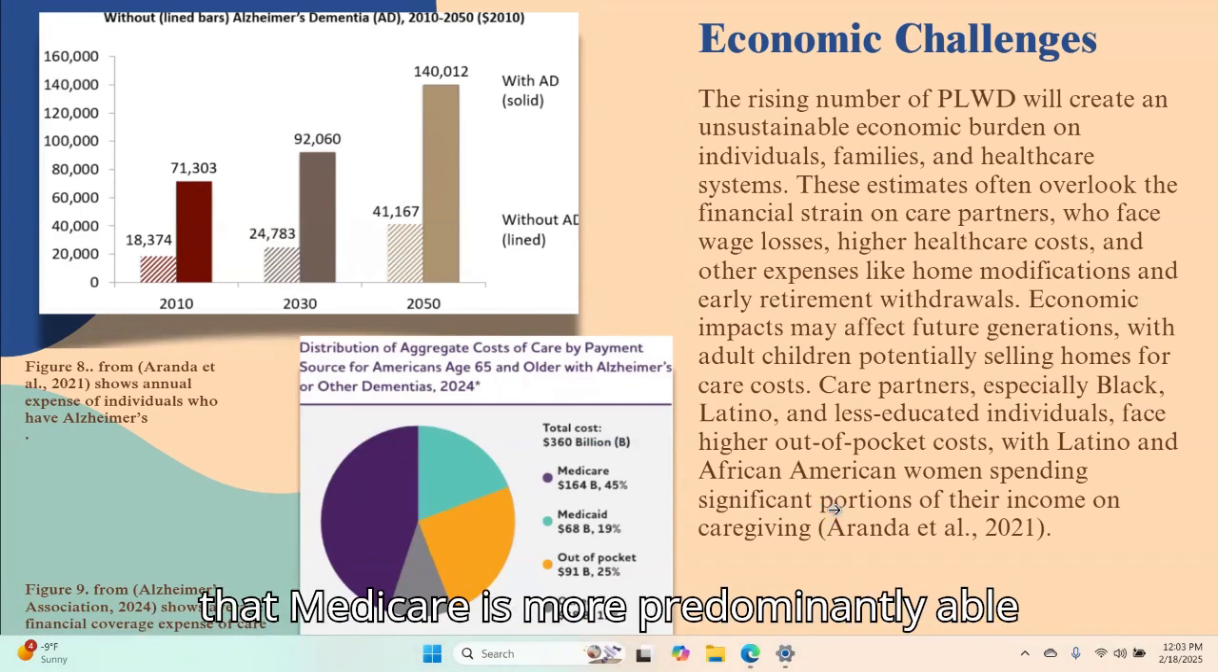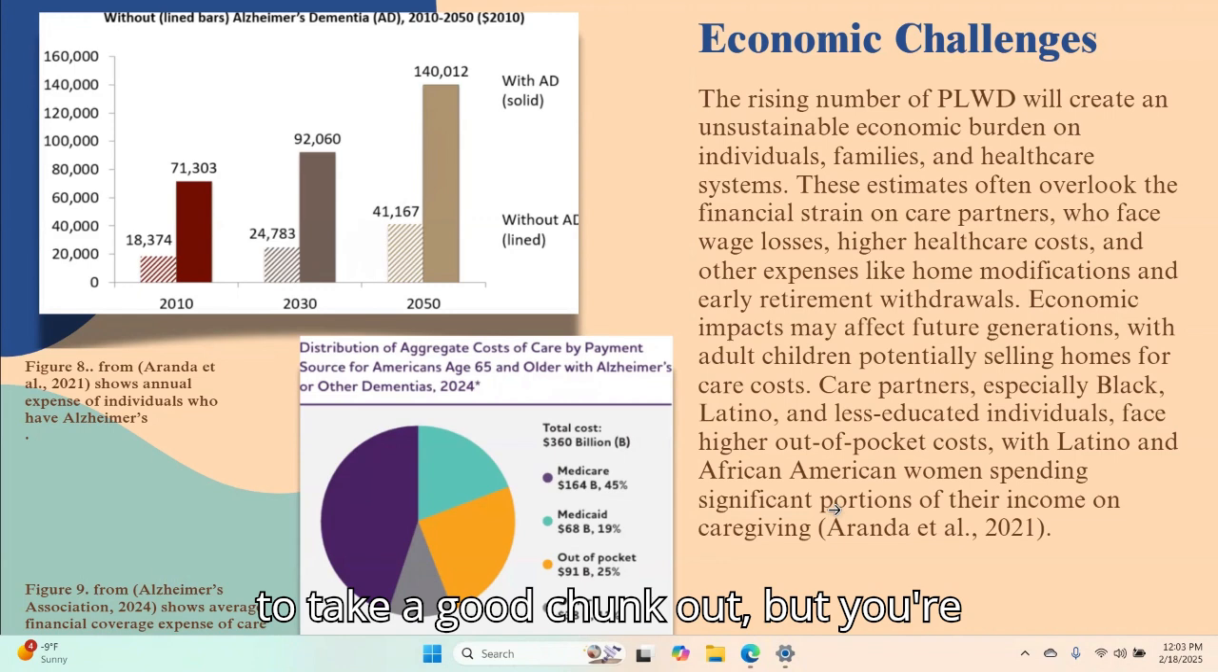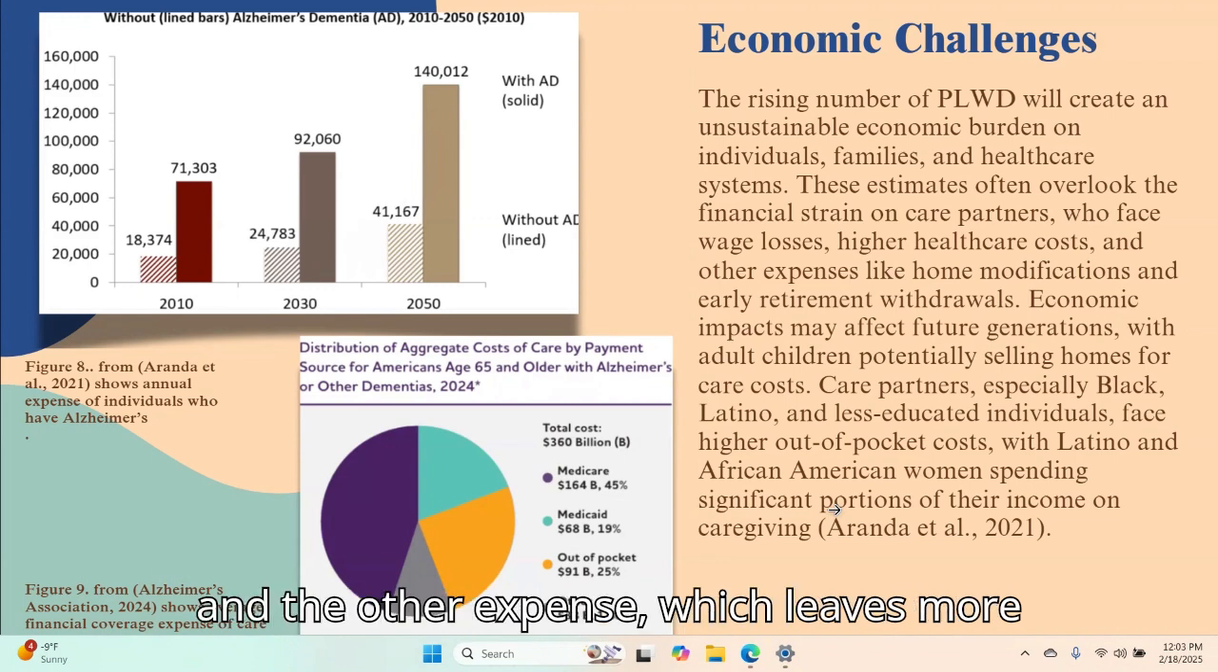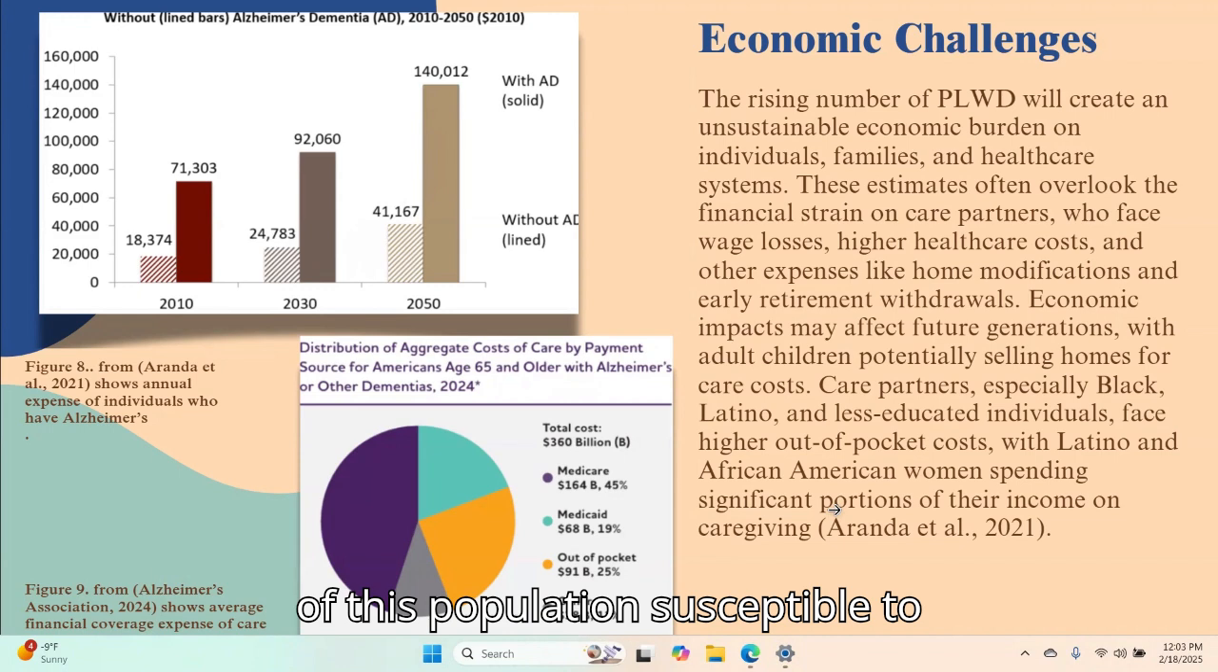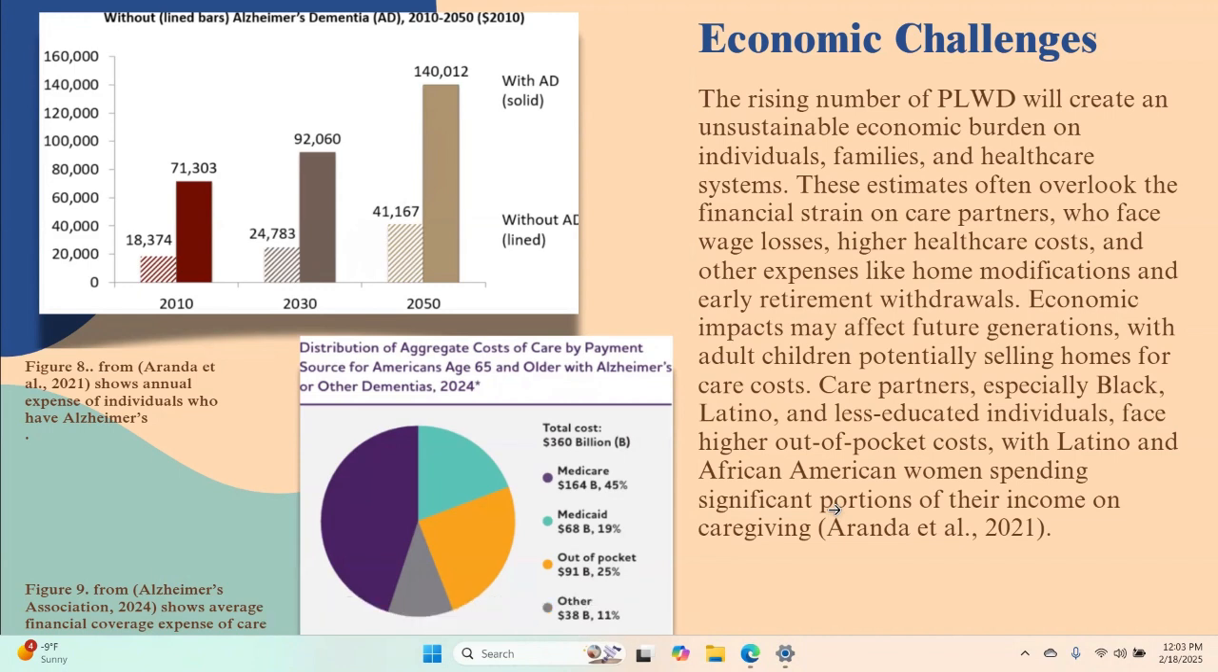We can see that Medicare is able to cover a good chunk, but you're still left with the out-of-pocket expense and other expenses, which leaves more of this population susceptible to experiencing poverty and or financial struggles.